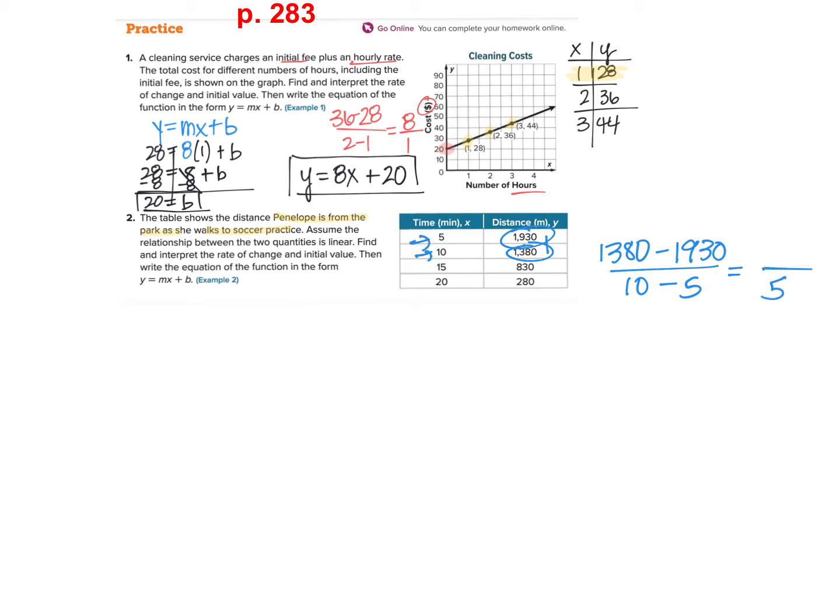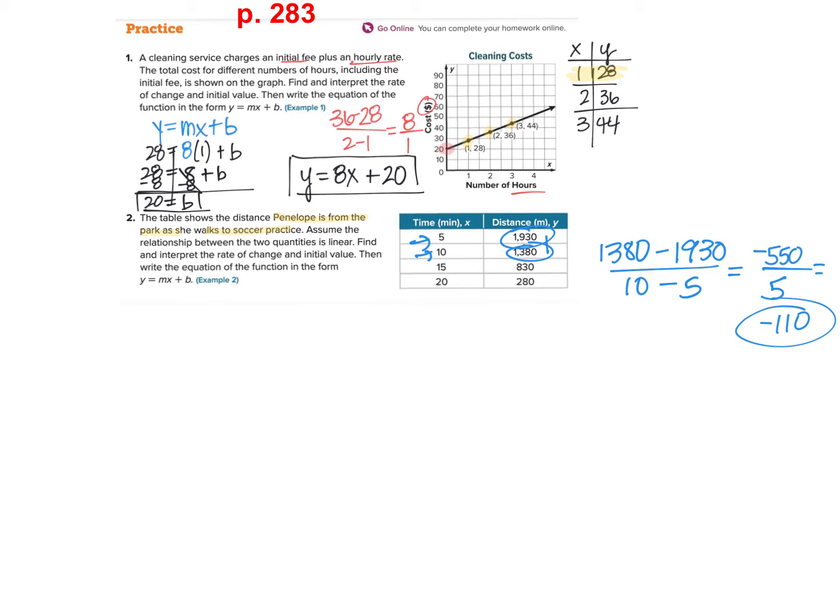Okay, now I'm going to do, and you guys should have a calculator out, 1380 minus 1930. I end up with negative 550. Now I'm going to divide that by 5 to simplify it down, and I end up with negative 110. That is my rate of change. That means she is moving 110 meters every minute. So she's getting 110 feet closer every minute.